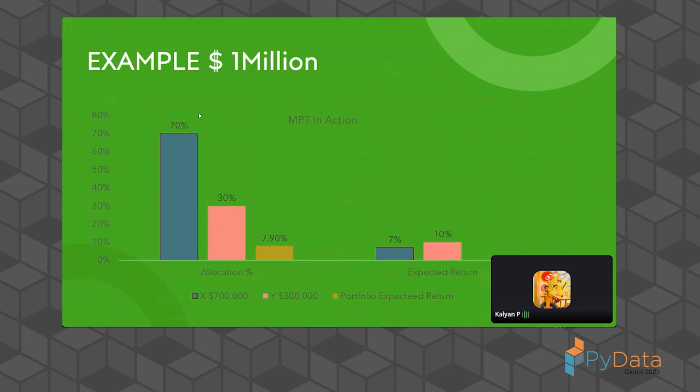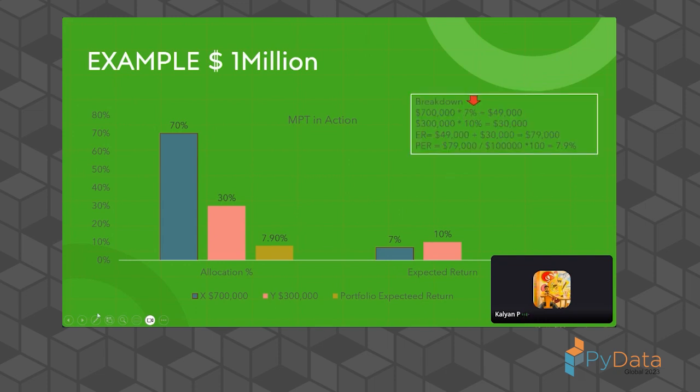Imagine that we have $1 million that is split between fund X and fund Y, which means you are investing $700,000 in fund X and $300,000 in fund Y, with expected returns of 7% and 10%. So now how this calculation will happen is something like this.